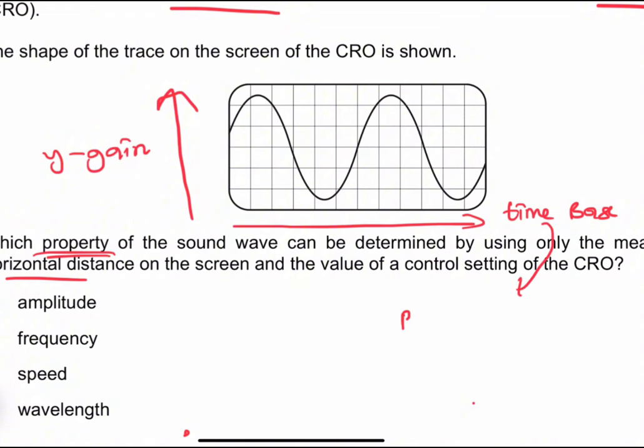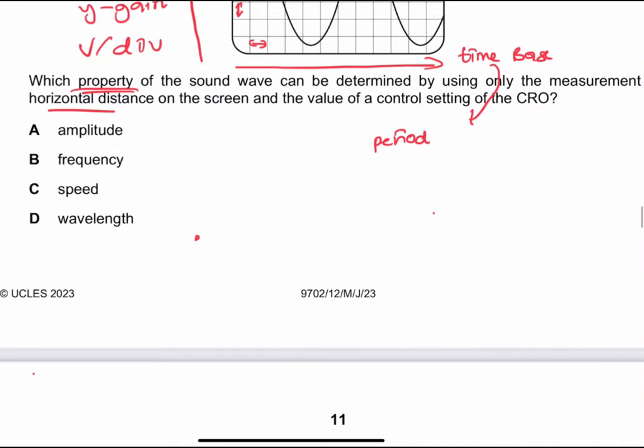This time base can be used to find the period. It might be milliseconds per division. How many milliseconds does one division represent? The Y gain is volts per division. How many volts does one square represent? So that's basically what you need to know. From the time base, you can only get the period, and the period can give you the frequency, because frequency is equal to 1 over T. Frequency is the number of complete wave cycles that a wave can produce. So it's related to the period. The time it takes to complete a wave cycle is related to the number of wave cycles that you actually produce.